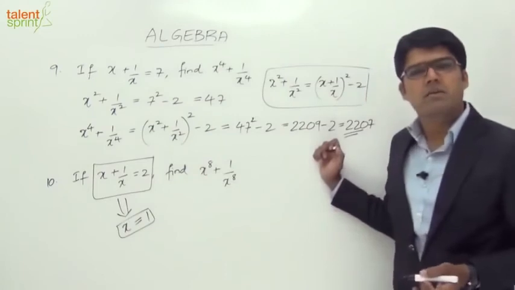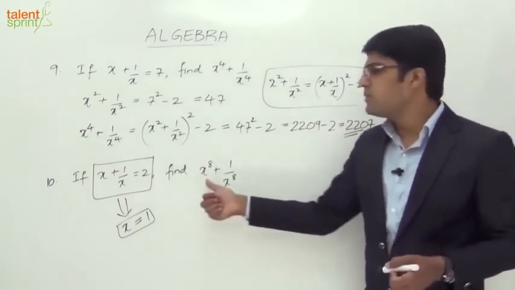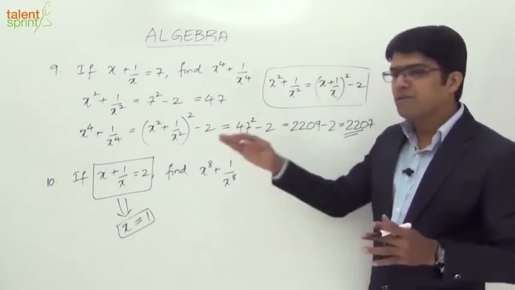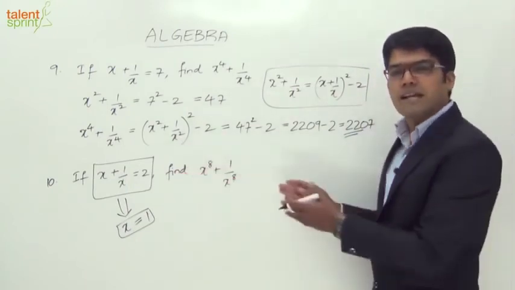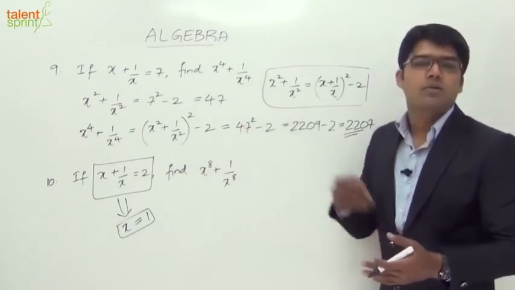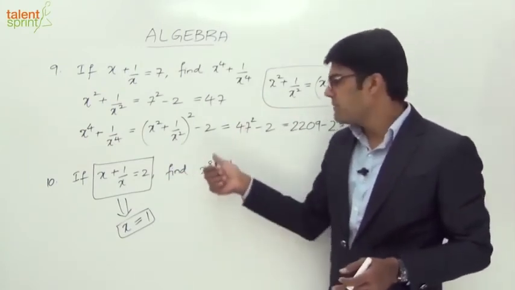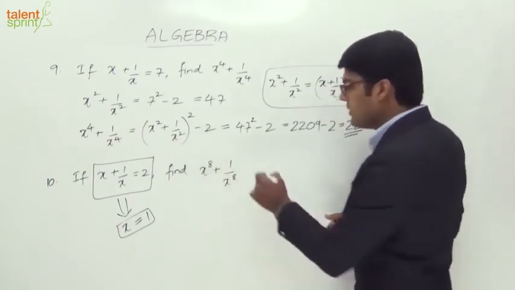Alright, x plus 1 by x equals 2. x has to be 1. Substitute here, our regular way of answering the questions. If you are able to find the value of the variable from the given equation, just substitute that and get the answer. Otherwise, follow the complete procedure. So x power 8 plus 1 by x power 8: 1 power 8 plus 1 by 1 power 8 will be equal to 2.